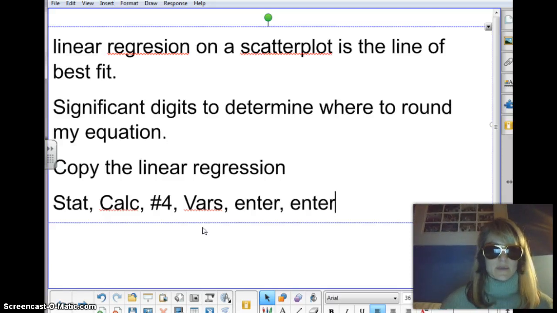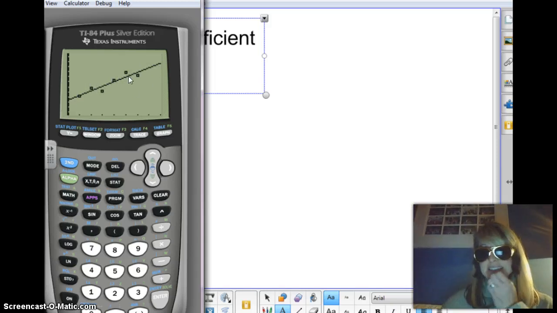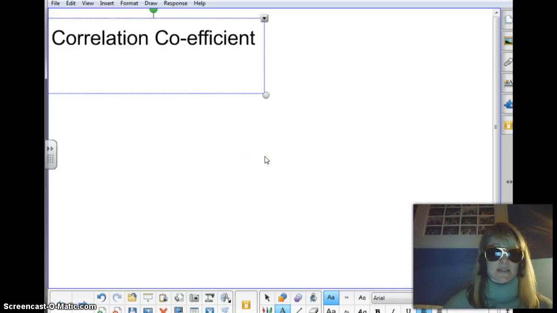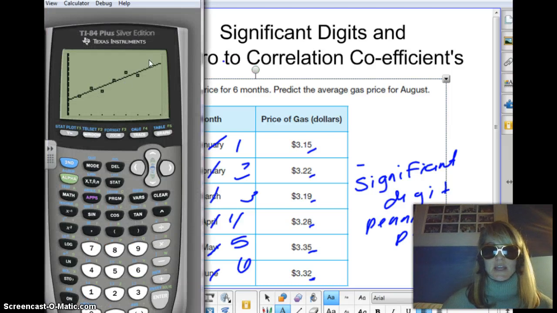The second thing we're going to talk about is correlation coefficient. The correlation coefficient tells us how significant or how close our data is to the line of fit. Obviously, the closer it is to this line, the better relationship you have. The farther these points are away from the line, the less your relationship is. And in this case, our relationship is the average gas price over the 6 months. So we want to determine is the average gas price by the month a significant correlation.